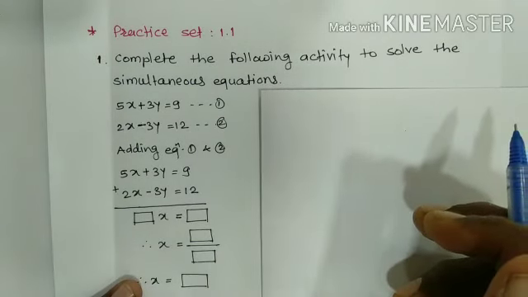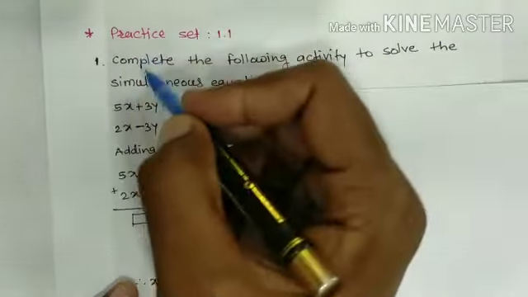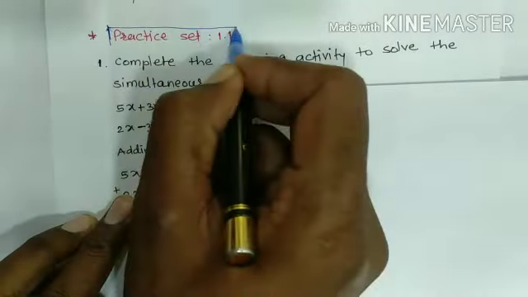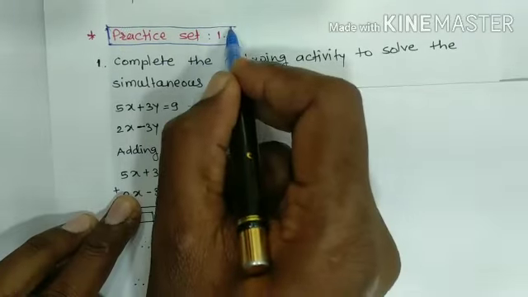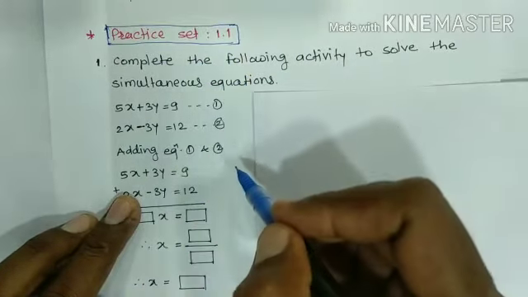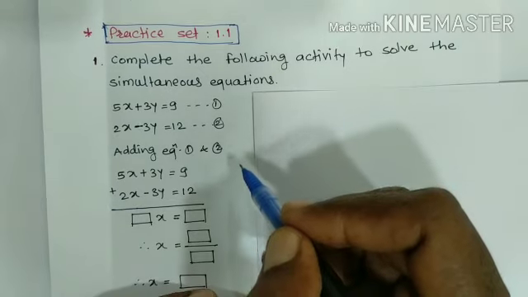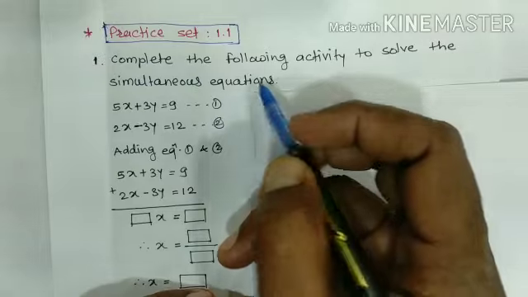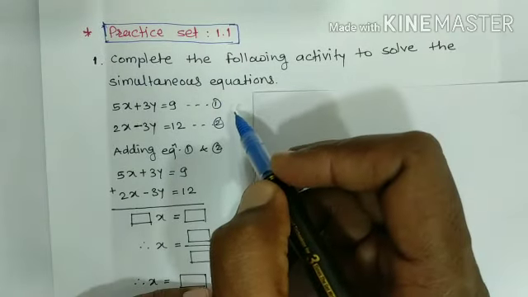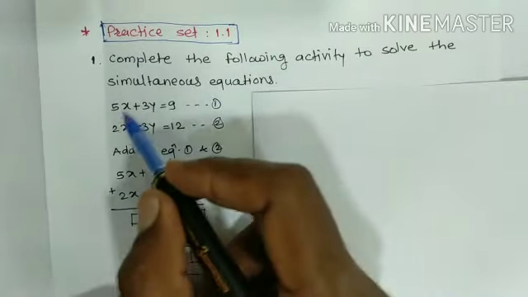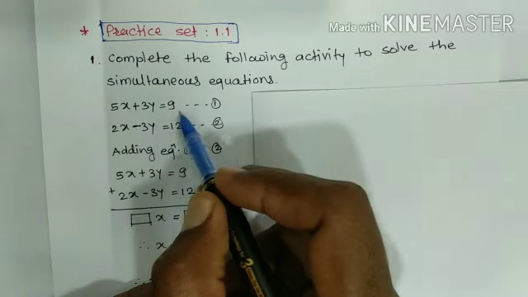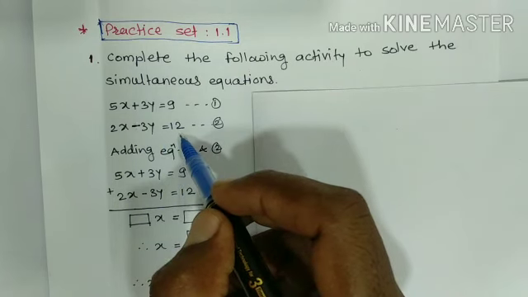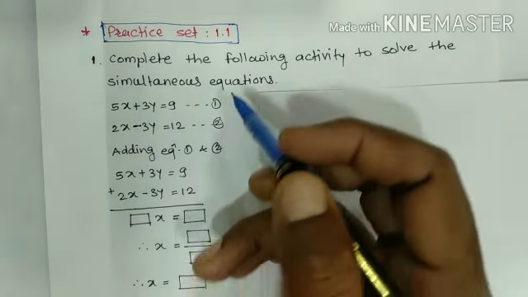Now we are going to solve some examples in practice set 1.1. In practice set 1.1, question number 1 is to complete the given activity. Here the question is to complete the following activity to solve the simultaneous equations. The equations are given: 5x plus 3y equals 9. This is the first equation. 2x minus 3y equals 12. This is the second equation.